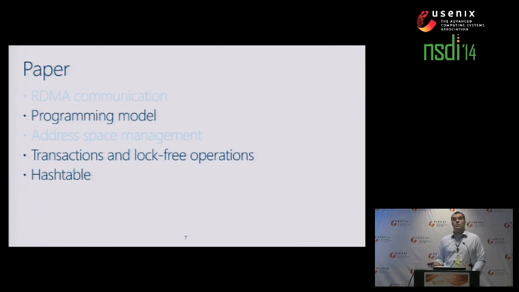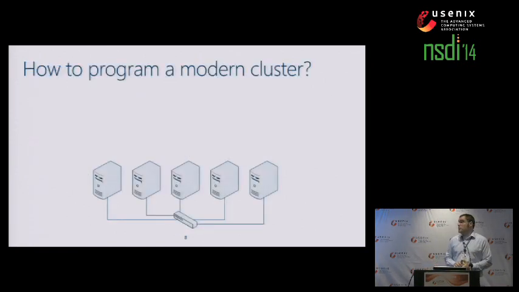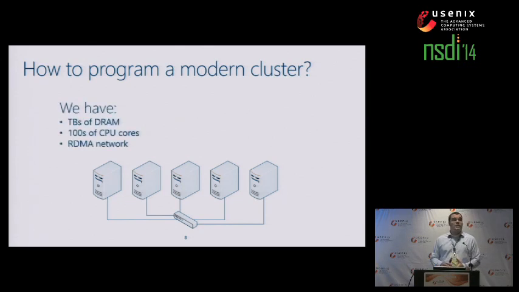And then I'm going to talk a little bit about how we implement and how we use FaRM. So let me start with the programming model. One of the questions that we asked ourselves when starting this project was how to program a modern cluster. And by a modern cluster, I mean a cluster with terabytes of DRAM, hundreds of CPU cores, and a very efficient RDMA network. Just to give you an example, the cluster that we use for the evaluation in this paper has 20 machines, 2.5 terabytes of DRAM, 320 CPU cores, and a 40 gigabit RDMA RoCE network. Okay?